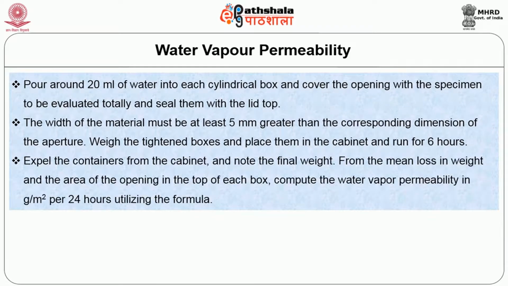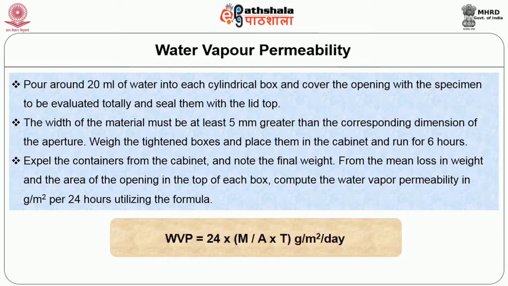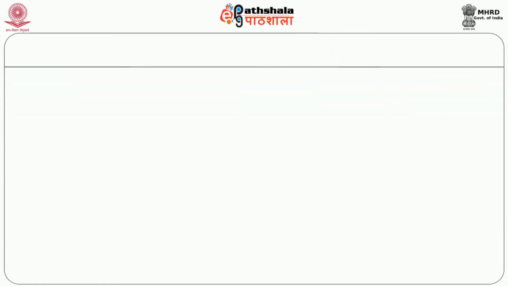Expel the containers from the cabinet and note the final weight. From the mean loss in weight and the area of opening in the top of each box, calculate the water vapor permeability for 24 hours utilizing the formula 24 × mass × time divided by area of the specimen, which is given in the unit gram per meter square per day.